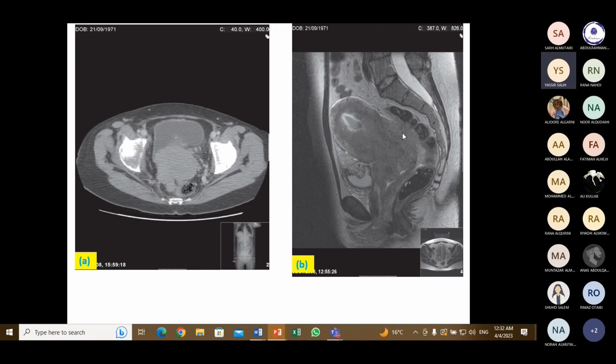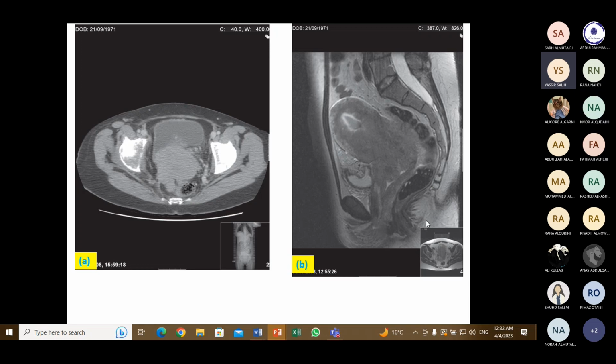What is this imaging technique? MRI. What do you see? Enlarged uterus, compressing the rectum and urinary bladder. What is the cause of the compression of the rectum and the urinary bladder? Why is the uterus enlarged? Maybe a tumor.